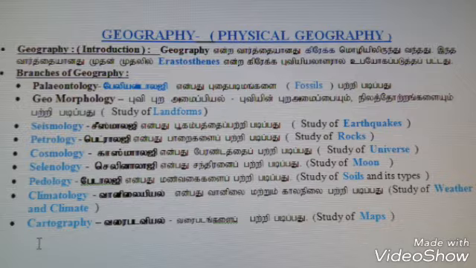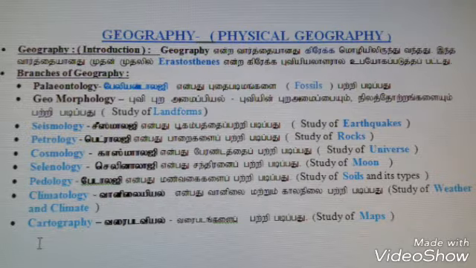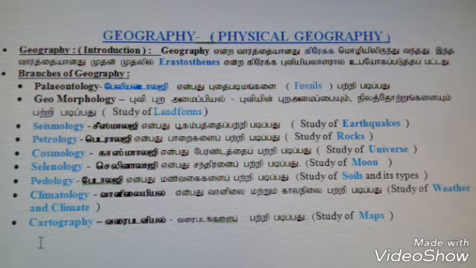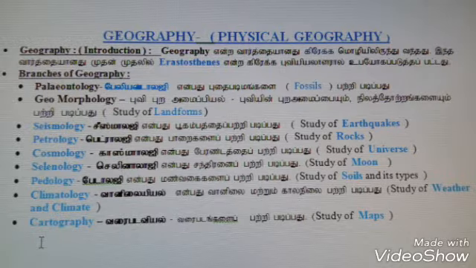There are three types of rocks: igneous, sedimentary and metamorphic. Cosmology is study of universe. Meteorology is study of atmosphere. Cartography is study of maps. Selenology is study of moon.